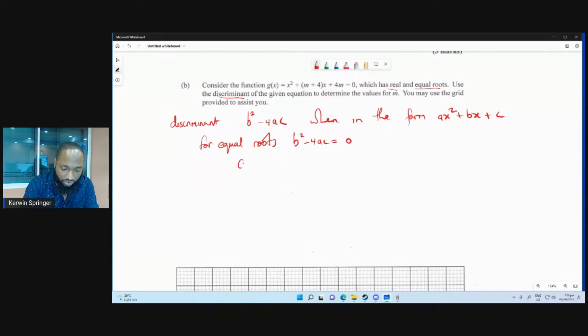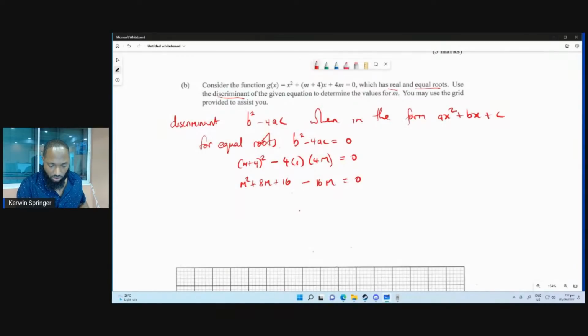So in this case, what they're trying to say is m plus 4 squared minus 4, where a is 1 and c is 4m, must also be equal to 0. So m plus 4 squared is m squared plus 8m plus 16, minus 4 times 4m, which is 16m, is equal to 0. So what are we getting? Again, m squared minus 8m plus 16 is equal to 0. So I'm getting m minus 4 and m minus 4 equal to 0.